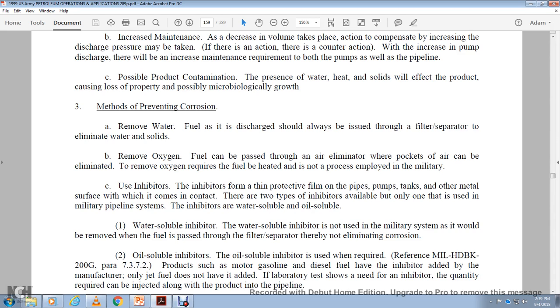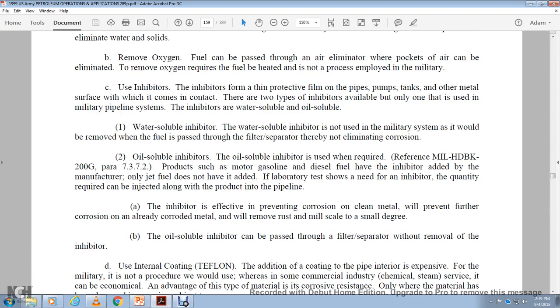Use inhibitors, which form a protective film on the pipes, the pumps, and tanks with the other metal surfaces they come in contact with. There are two types of inhibitors available, but only one is used in the military pipeline. The inhibitors are water soluble and oil soluble. Water soluble inhibitor is not used in the military system. It would be removed when the fuel is passed through the filter separator, thereby not eliminating corrosion. Oil soluble inhibitor is used when required.